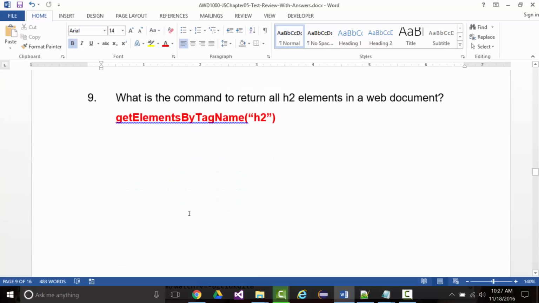Next, the command to return all H2 elements is getElementsByTagName, and please remember this can be either single quotes or double quotes there, it doesn't matter. But the idea is it's getElementsByTagName. And as asked before, I think it was Ethan who asked, this is case sensitive.